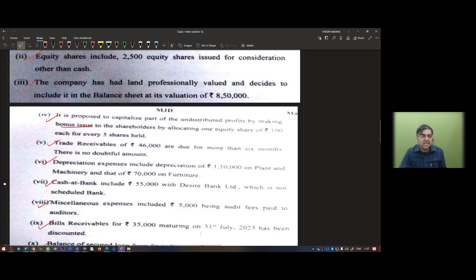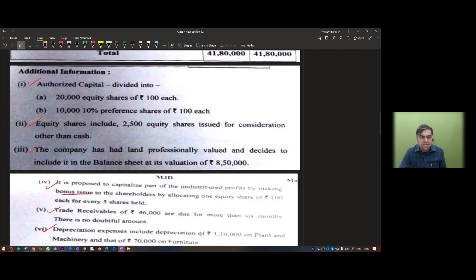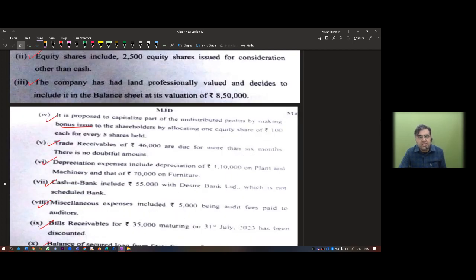Next, first point, balance sheet item. Second point, balance sheet item. Third point, balance sheet item. Fourth point, balance sheet item. Trade receivables, balance sheet item. Depreciation, okay, that is just the breakup, nothing else. Balance sheet item. Miscellaneous is just the information displaying.